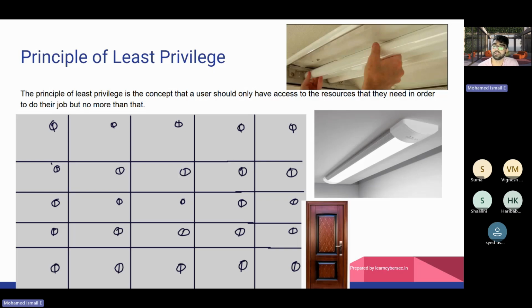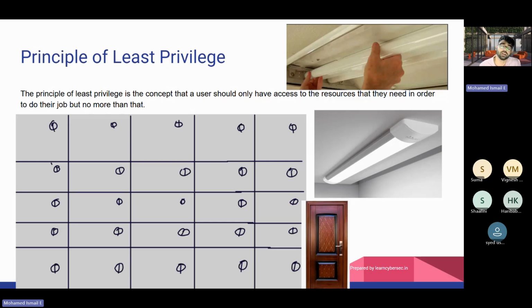Now come to least privilege, the principle of least privilege. Let's start with the story. There was a bank locker. In that locker, there was a tube light which was not functioning.